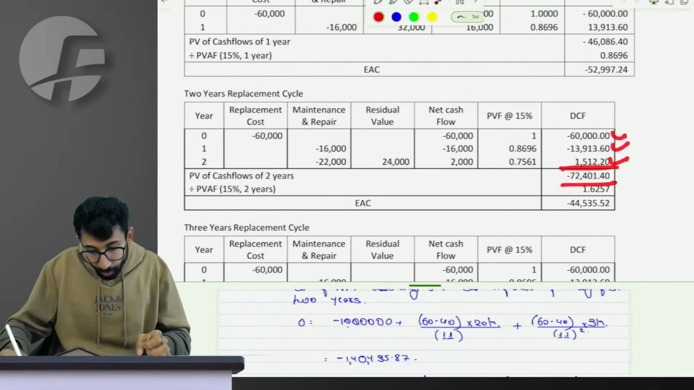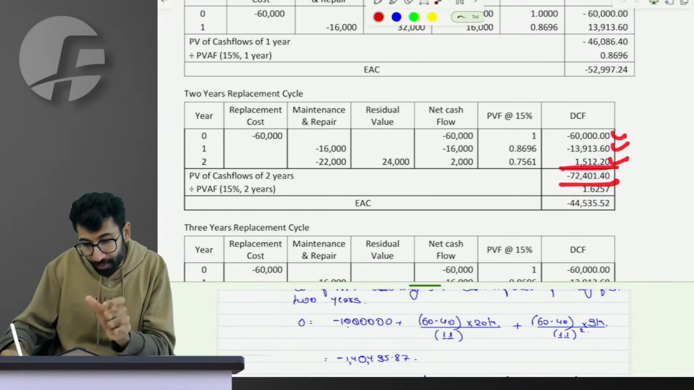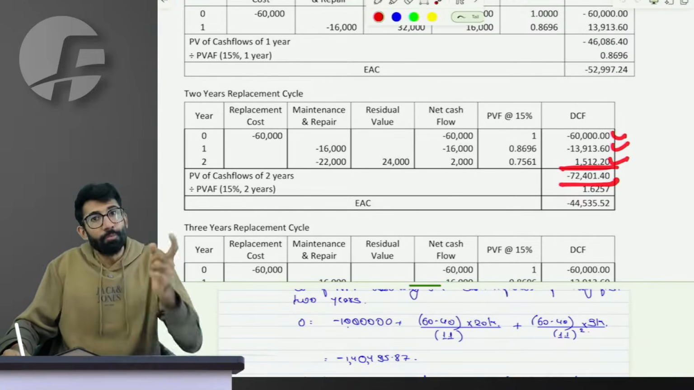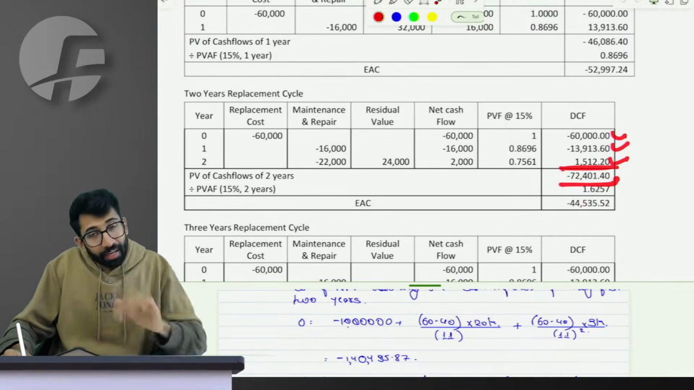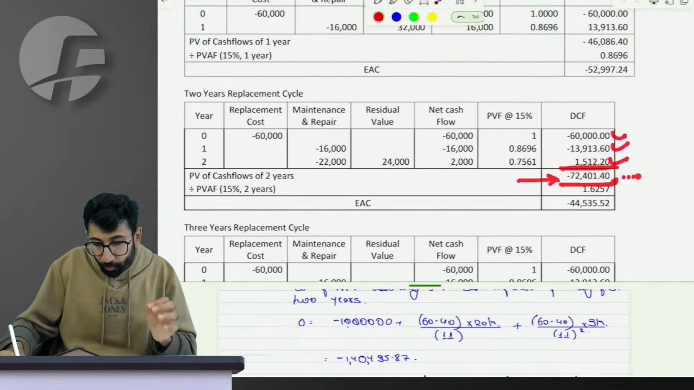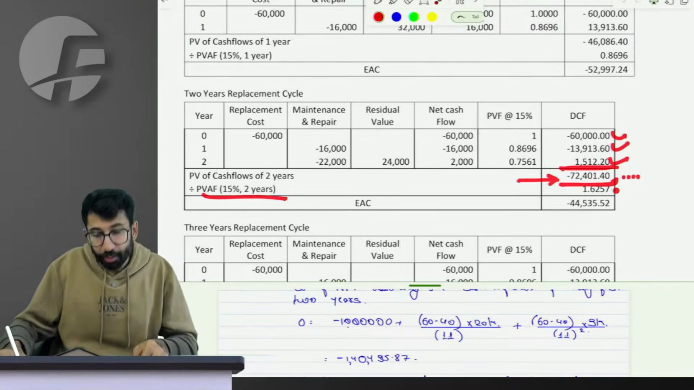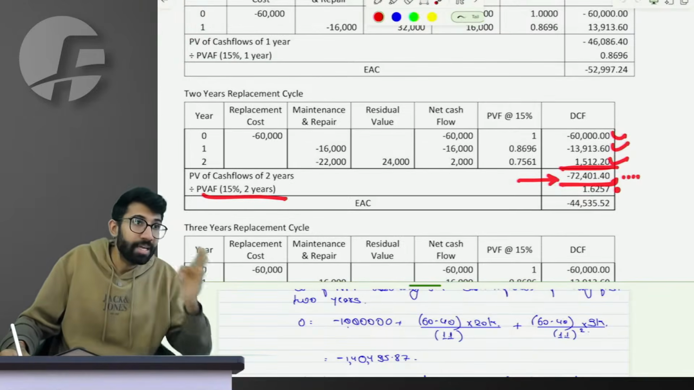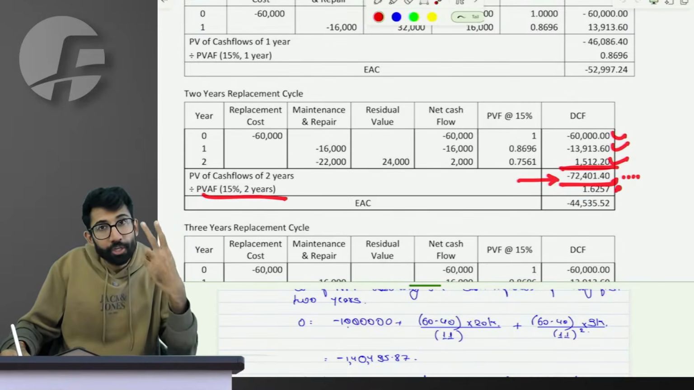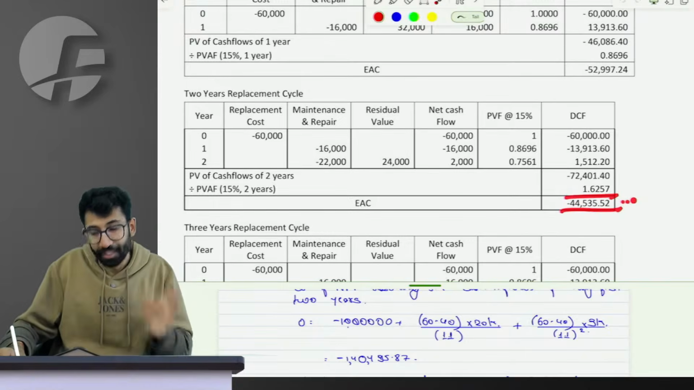Give me overall net present cost, net outflow of 72,401 in present value terms, which means buying, using and selling the machine for 2 years cost me 72,401 in total. Let's divide it with the annuity factor of 2 years to find out how much is the annual cost of buying, operating and selling the machine for 2 years. The annual net cost is 44,535.